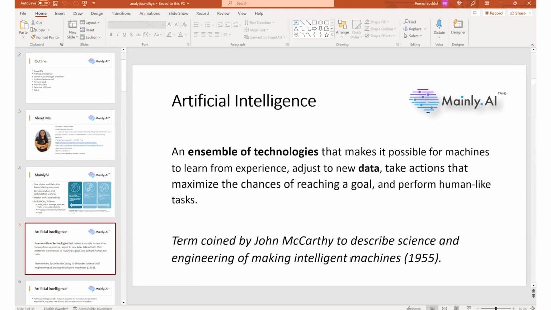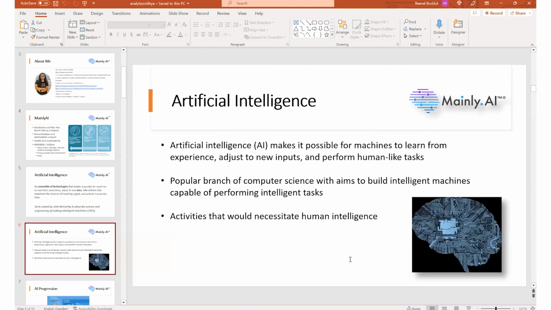Then let's start with artificial intelligence. Many of us know that artificial intelligence is the ability of a machine to learn or adjust from experience based upon past data, or the ability to learn patterns from previous data. It's a popular branch of computer science which aims to build intelligent machines capable of performing human-like tasks. As humans, we make decisions based upon past experience, the past data which we have. That's the pattern which we follow with this kind of algorithm in AI.